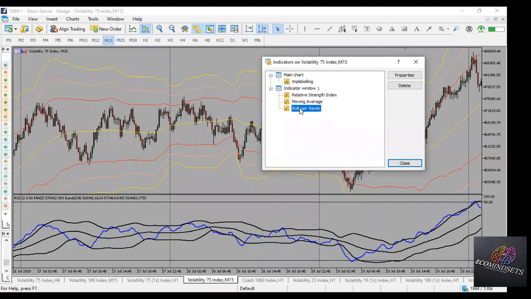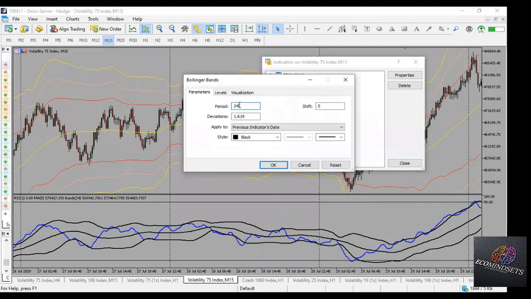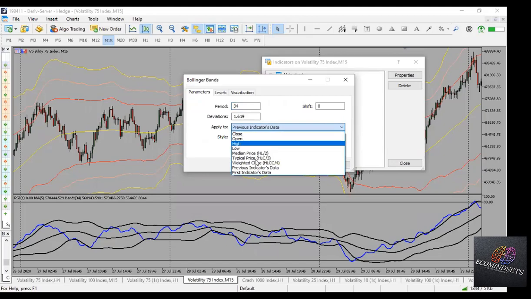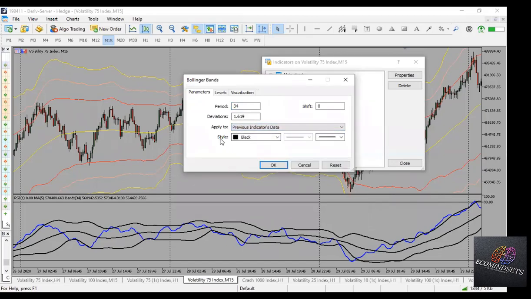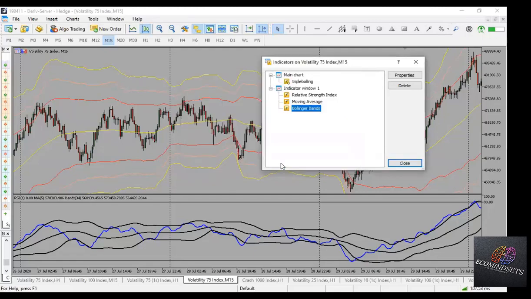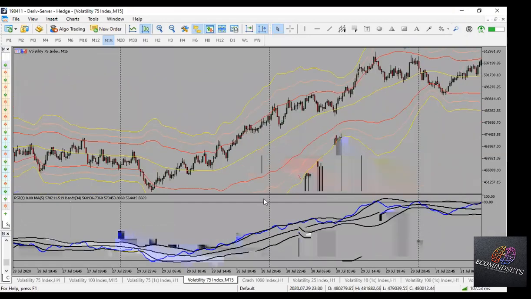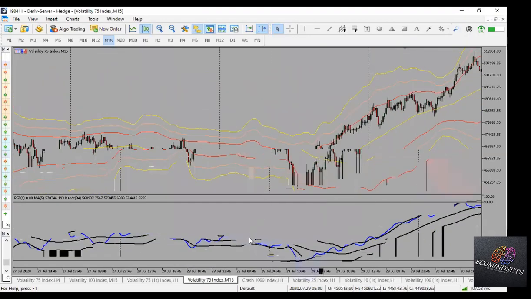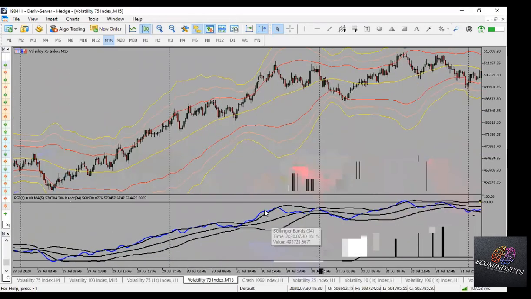With the Bollinger, you use period 34, deviations 1.619, apply to previous indicator's data. Okay, that is what you'll be using. Then the style, you choose the color of your choice. Once you are done, you click on OK. So you have the same settings as I have here.